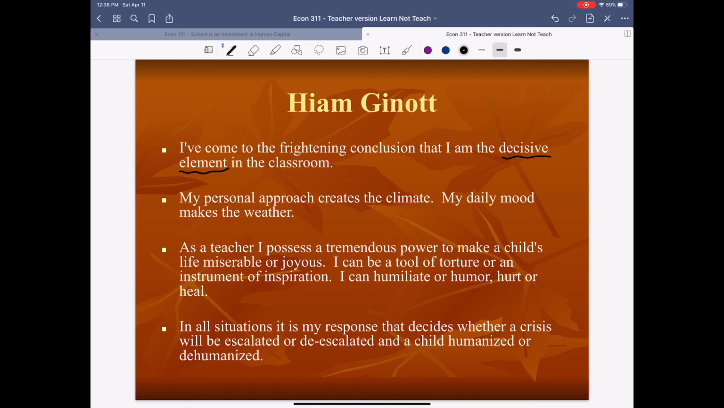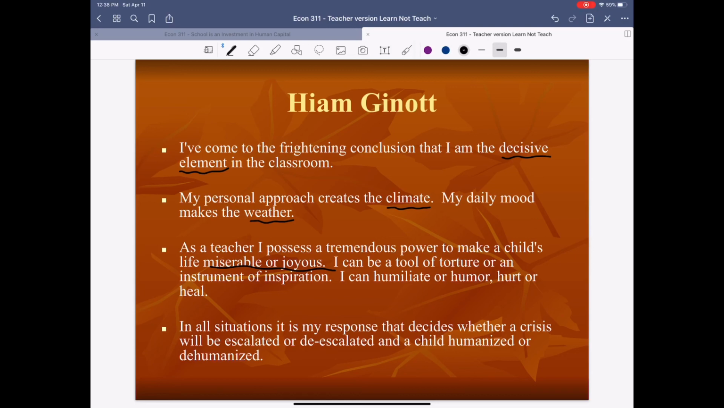He goes on to say, "My personal approach creates the climate." Again, there's that idea that it's an all-inclusive ecosystem. "My daily mood makes the weather. As a teacher, I possess a tremendous power to make a child's life miserable or joyous. I can be a tool of torture or an instrument of inspiration. I can humiliate or humor, hurt or heal." And this is poetic in its truth and in its style.